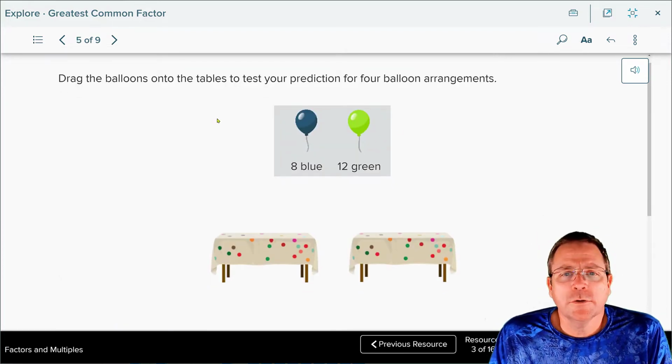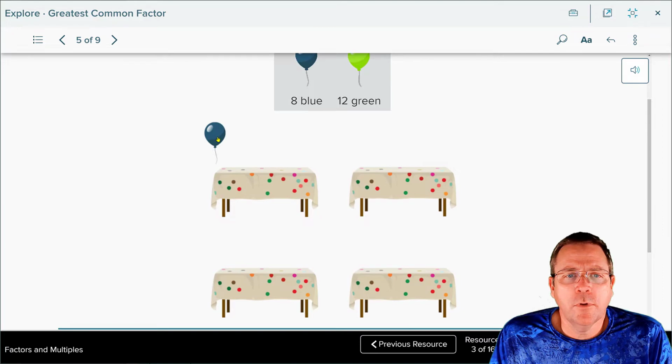To test this prediction, all we have to do is start dragging balloons. I said it'd be 2 blue balloons on each table.